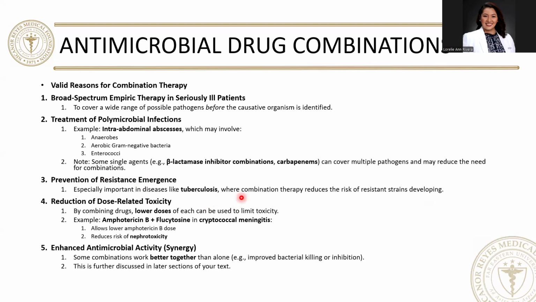Next is reduction of dose-related toxicity. By combining drugs, lower doses of each can be used to limit toxicity. For example, amphotericin B and flucytosine in cryptococcal meningitis allows a lower amphotericin B dose and reduces the risk of nephrotoxicity. And lastly is synergy, because some combinations work better together than alone, and this will improve bacterial killing or inhibition.